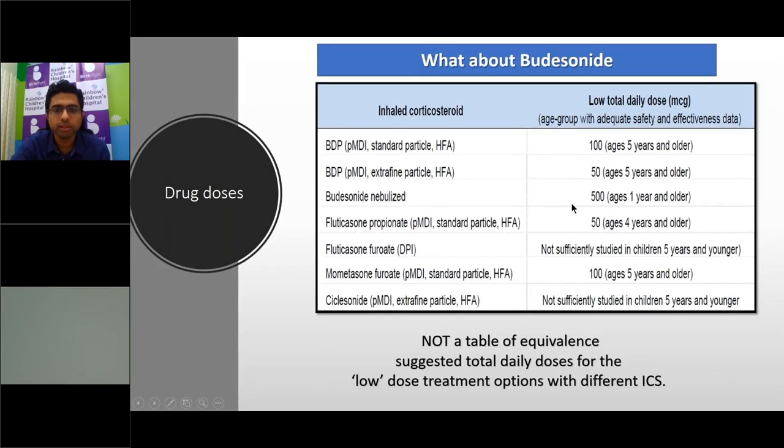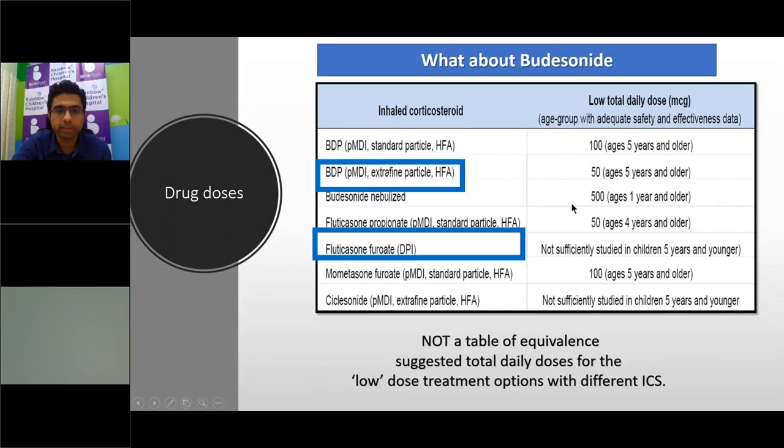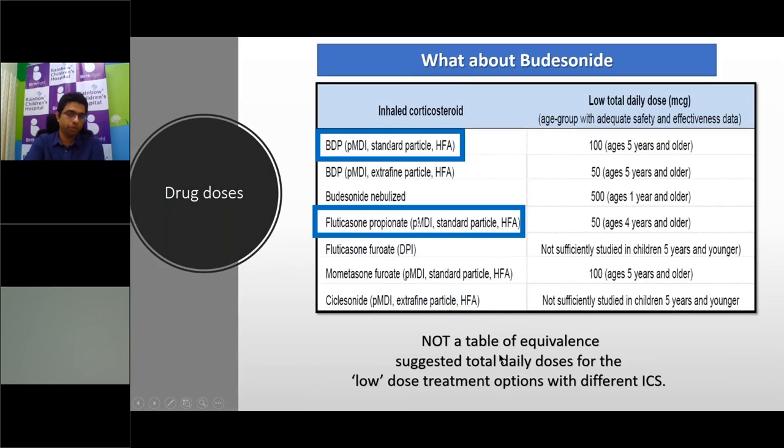Now, very important, it is very surprising to find that people in the US and in the UK have removed budesonide from their regimen. Budesonide has been used for many years in an Indian context, and we are very comfortable with that, and we still recommend using budesonide. Starting dose is 100 microgram twice a day. However, there are some concerns long term about growth velocity.